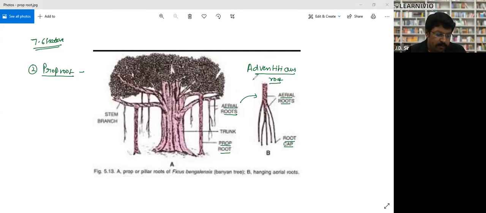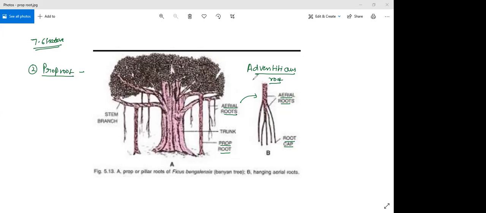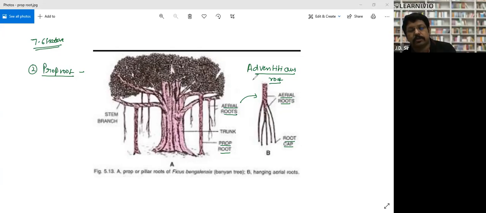They grow from and support heavy horizontal branches of banyan tree. Full stop. Next point.